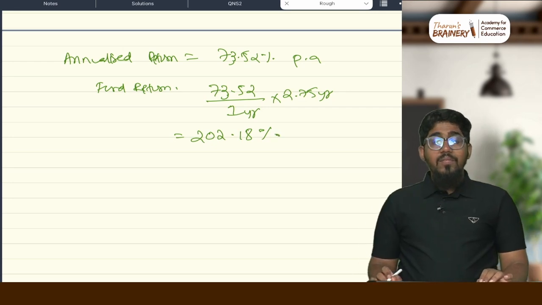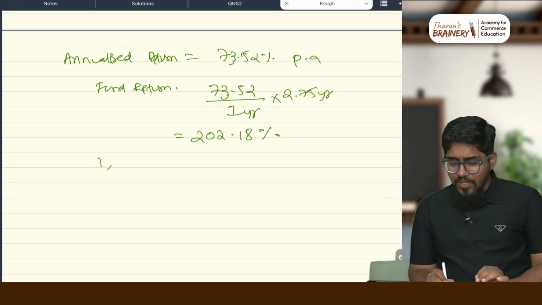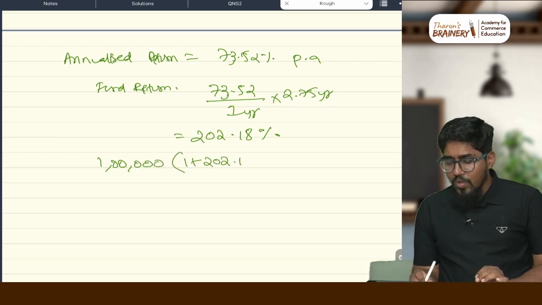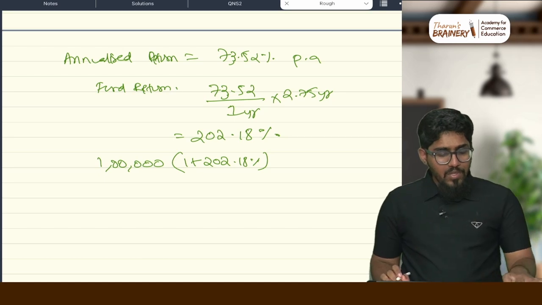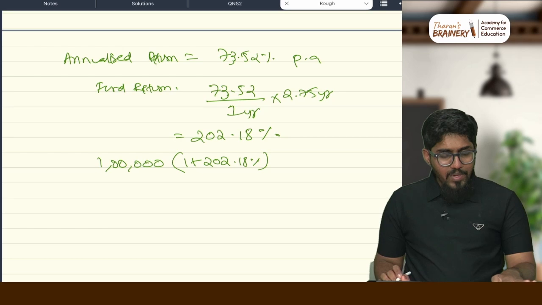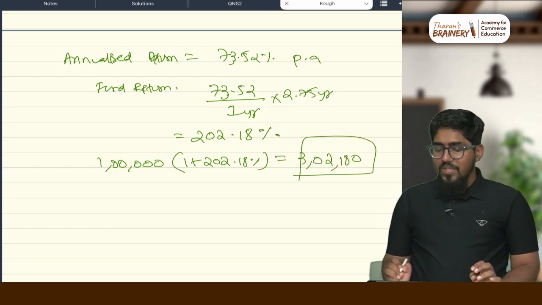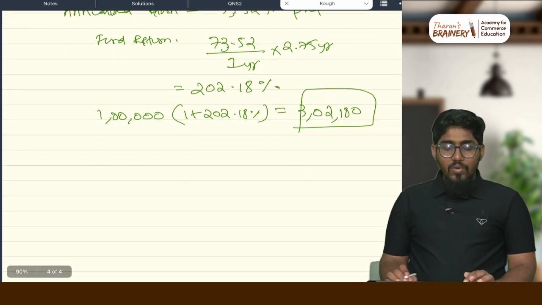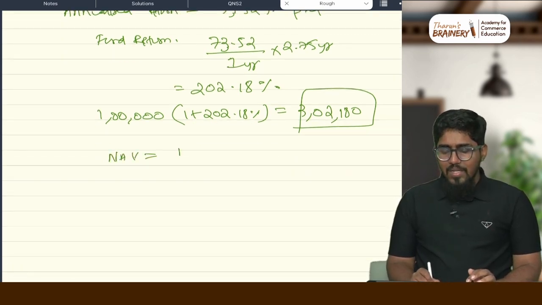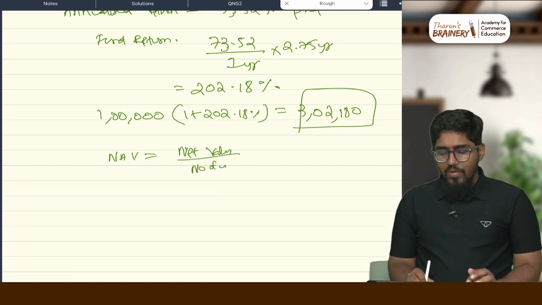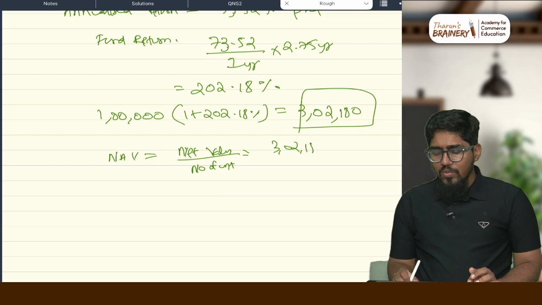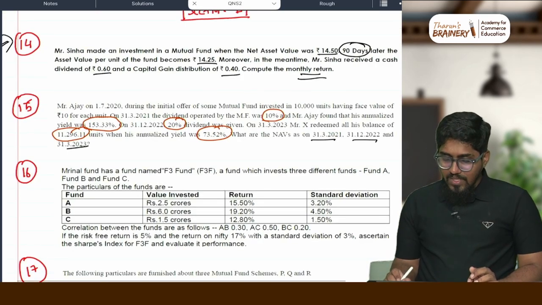This is the fund return for 2.75 years, sir, which means 1 lakh rupees is becoming how much? 1 plus 202.18 percentage, which means 1 lakh rupees plus 202.18 percentage. I am getting 3,02,180 rupees. Sir, if this is my fund value, and I know number of units also, NAV is nothing but net value divided by number of units. Sir, what is my net value? 3,02,180. How much number of units I'm having as on 31/3?